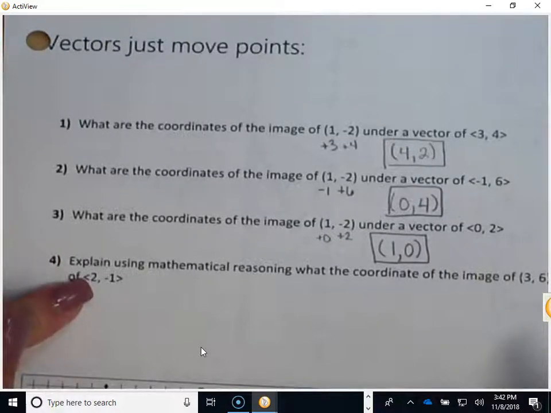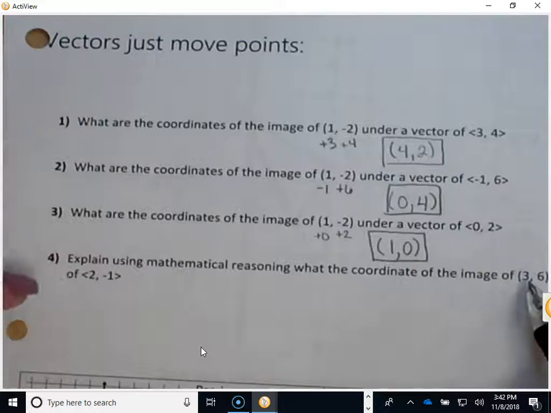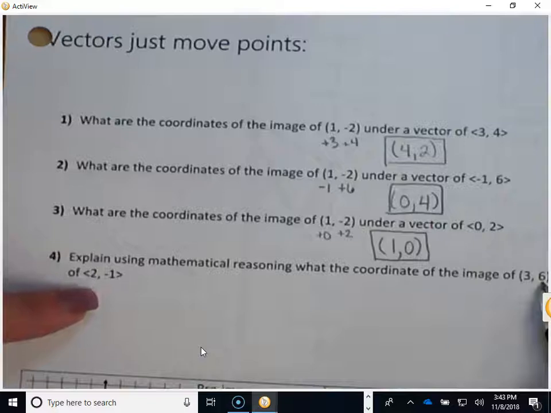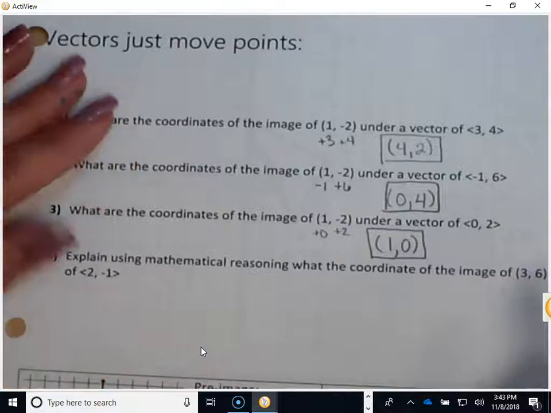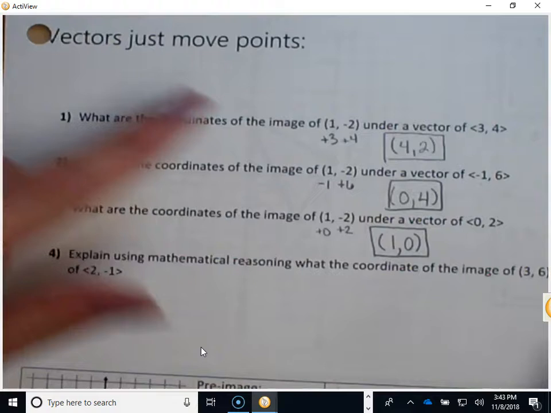Since that's a positive 2, you could say under the x-coordinate of 3, I add 2, since the vector was positive 2, and for the y-coordinate, I subtract 1 because it's a negative 1. If you want to write that, you're welcome to do that as well. But when they say mathematical reasoning, it's basically just showing the math that you're doing, showing your work. So you could write it the way I've been doing up here.